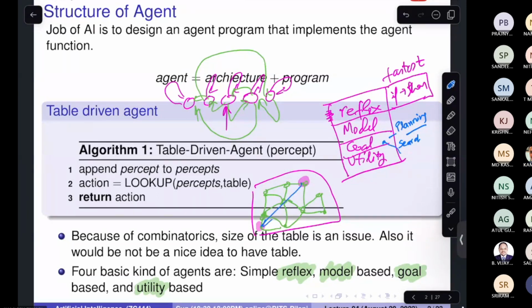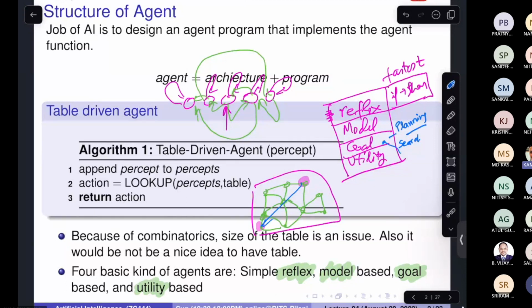So I wanted to register a line in your brain. And this line is: if you want to solve a particular problem, which kind of agent should you go for? Reflex, model, or goal? Can you tell me? The answer is goal. Any doubt on this? We should go for the goal-based one.